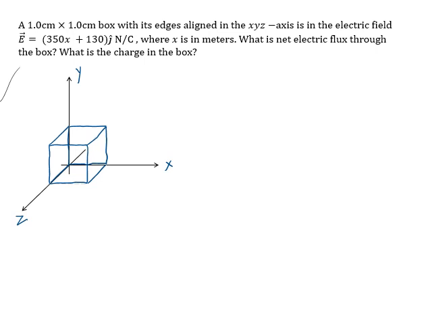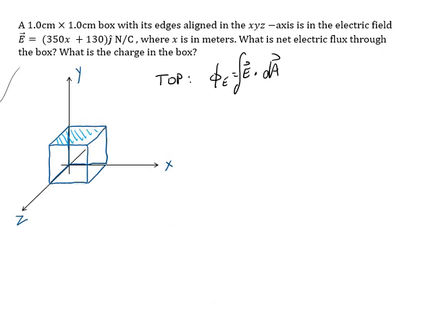So for our top face, we're still going to use the same idea. For the top, net electric flux equals the integral of E dot dA. Let's shade that in, so we know which one we're talking about. For our top face, it's different from what we had for the left or the right face. On the right face, x was equal to 1 centimeter. On the left face, x was equal to 0. On the top face, x starts at 0 and it stops at 1 centimeter.